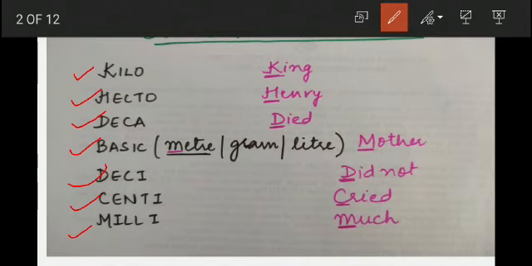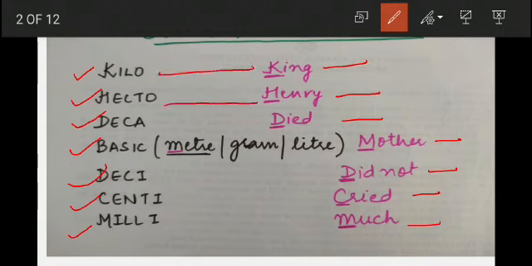Children, to learn this table, we have one mnemonic which says that King Henry died, mother did not cried much. By learning this mnemonic, you can remember the units from kilo to milli. Like for king, K stands for kilo. For Henry, H stands for hecto. For died, capital D stands for deca. Mother, here for mother we have taken it basically as meter.